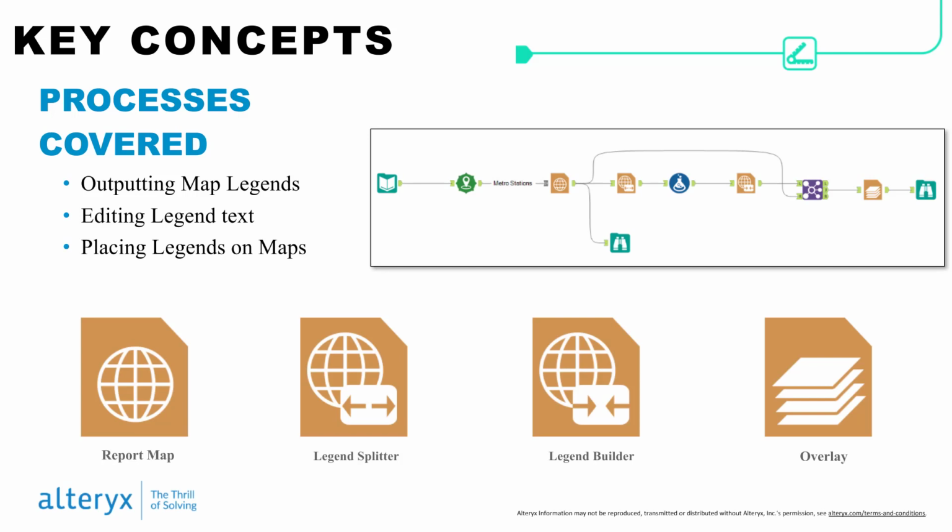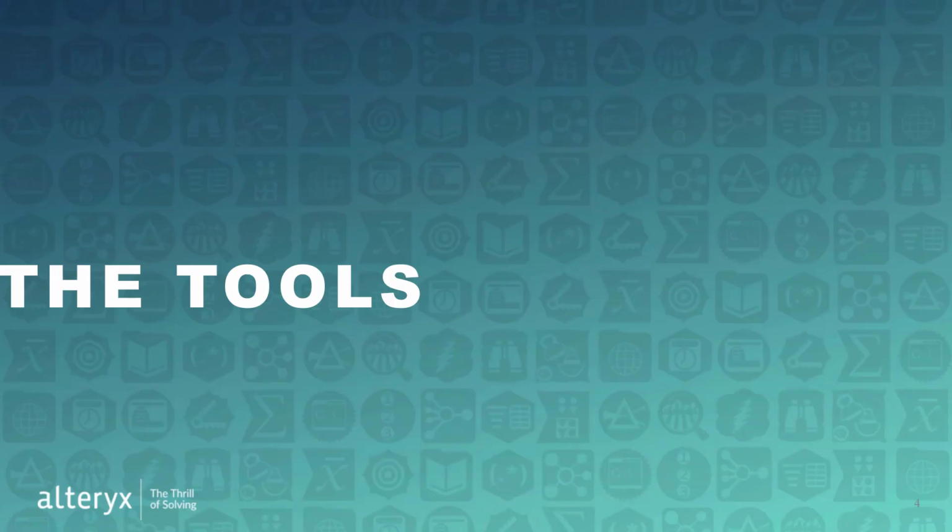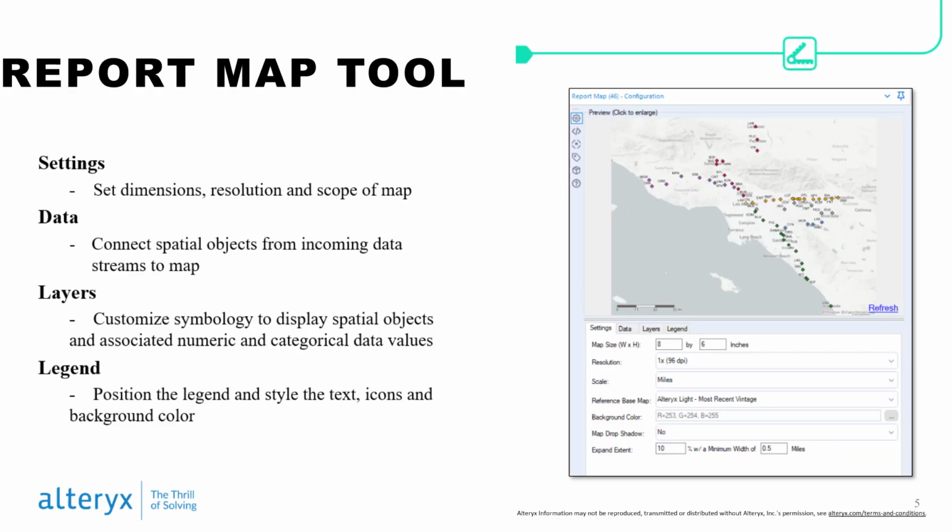And then finally, you'll want to place the legend onto the map in a location where it's not blocking important visual information using the overlay tool. Before we dive into Designer and show you how this is all going to work, let's take a deeper look first into the specific tools from the reporting tool palette that we're going to need today for working with map legends. In order to have a legend, you'll need to create a map with the Report Map tool.